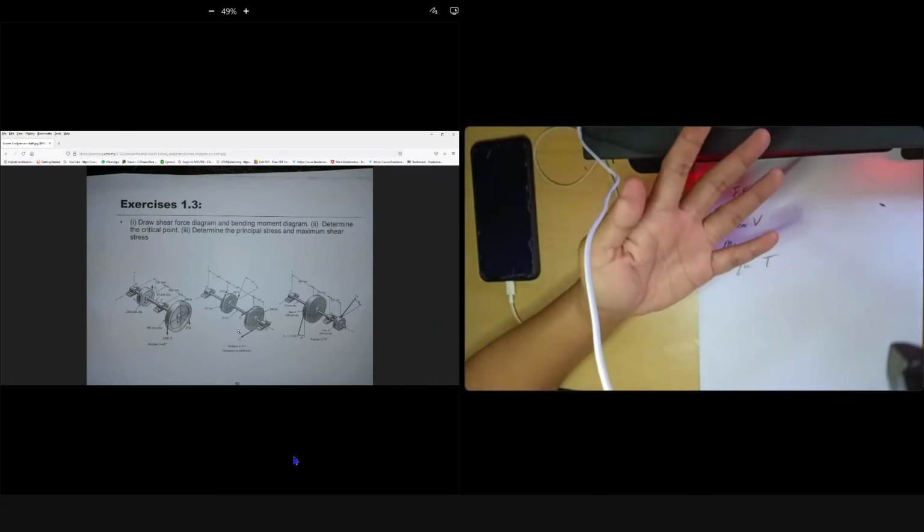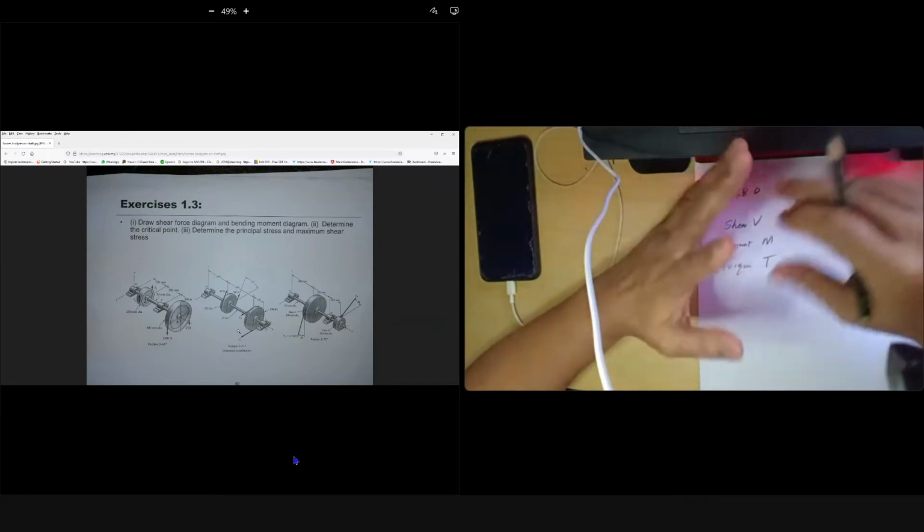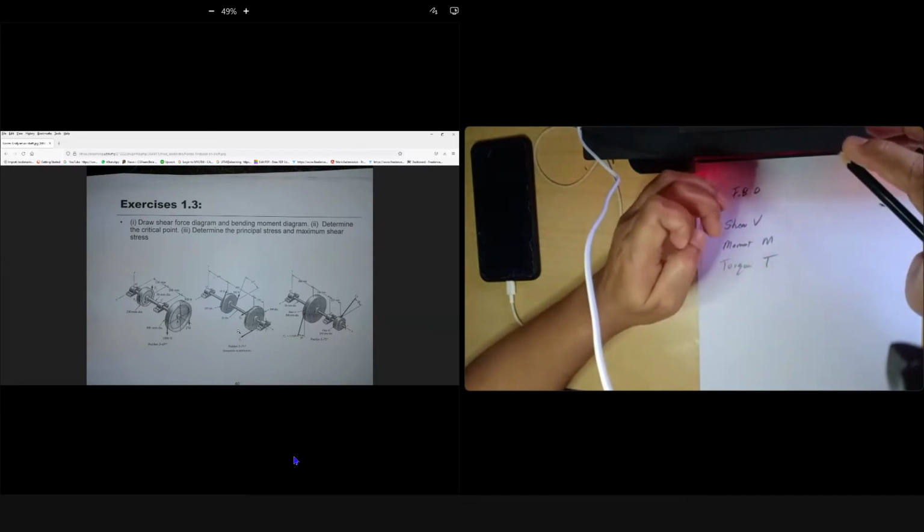Sometimes the question will be one plane, sometimes maybe two planes. If you are lucky, it's just one plane only, maybe the XY or XZ plane. If two planes, be careful. You combine the moments of both planes, the XY plane and the XZ plane.